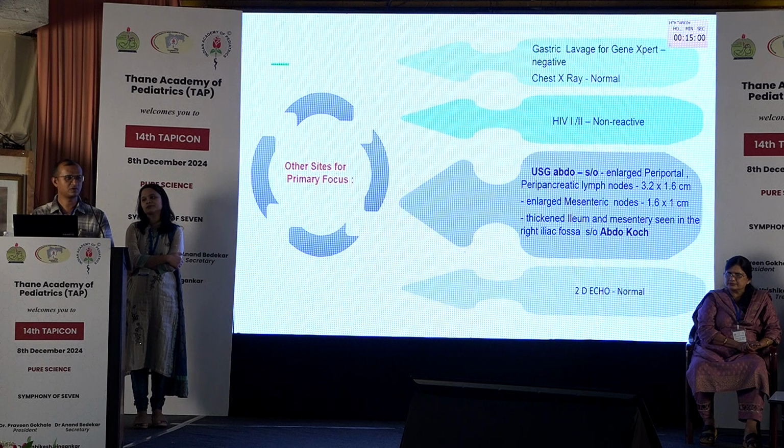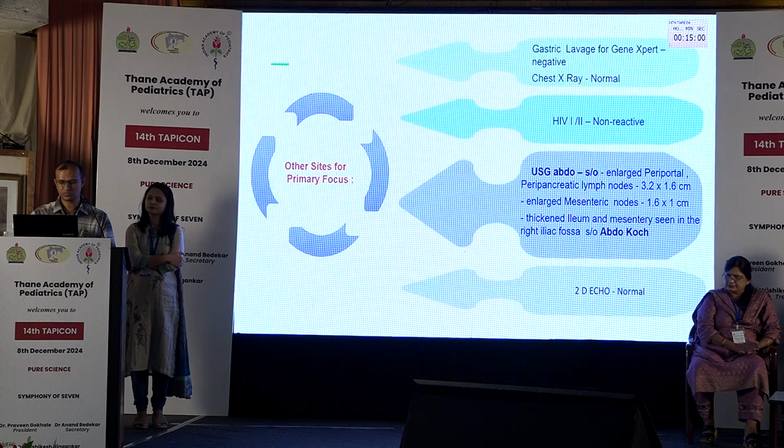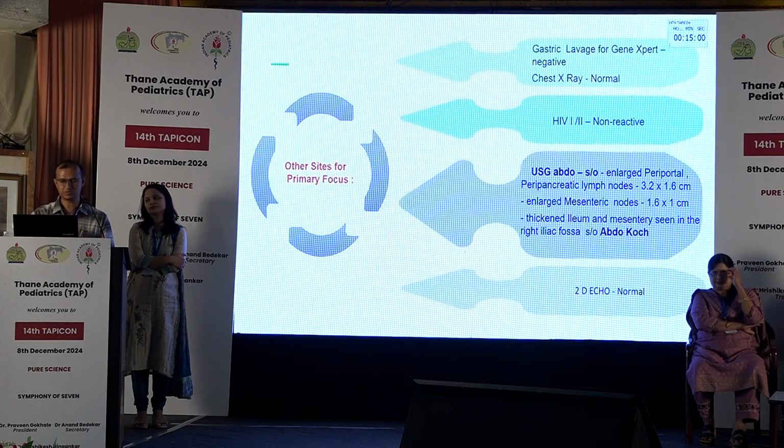Other sites for primary foci were screened, where GeneXpert was negative, X-ray was normal, HIV 1 and 2 was non-reactive, but USG abdomen suggested there were enlarged periportal and peripancreatic lymph nodes, largest being 3.2 by 1.6 centimeters, and enlarged mesenteric nodes 1.6 by 1 centimeter, thickened ileum and mesentery suggestive of abdominal TB. 2D echo was normal, but as there was no window to get the sample, biopsy could not be done.